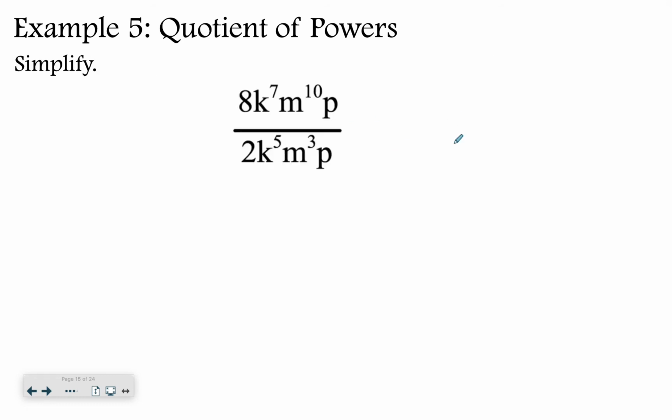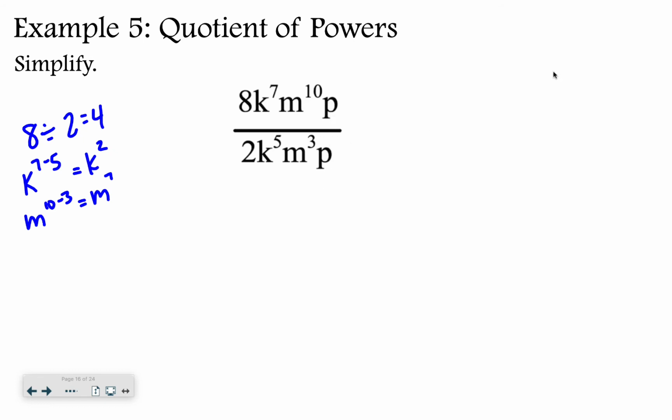Now, you can see this is a little more tricky than what I just showed you on the last one, so let's break it down. I usually just go left to right, so I would start with my regular numbers, my constants. So I'd say 8 divided by 2 is 4, and then I have k to the 7 minus 5, which would be k to the second. I have m to the 10 minus 3, which would be 7. And then if you look over here, I have a p over a p.